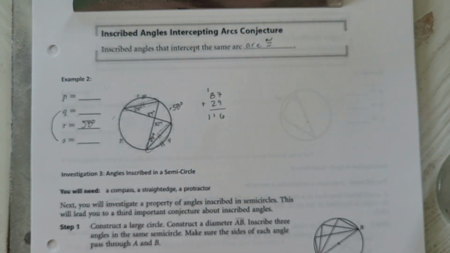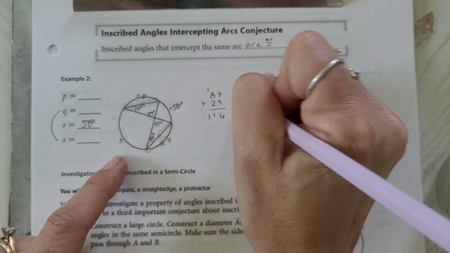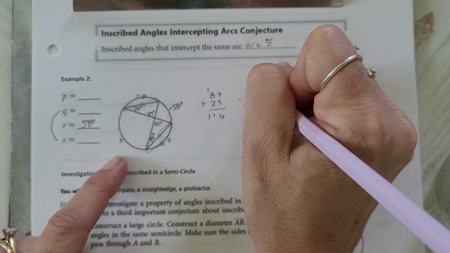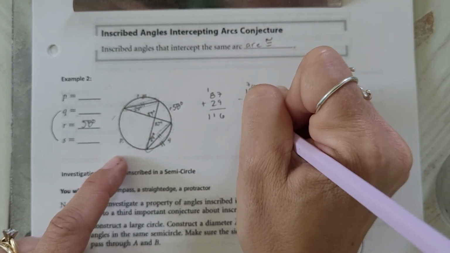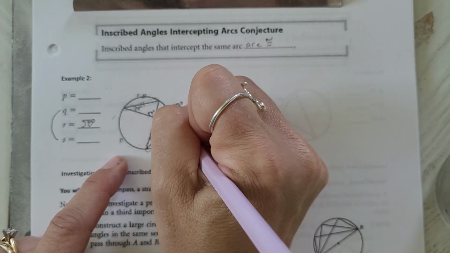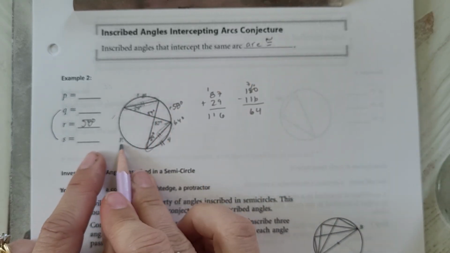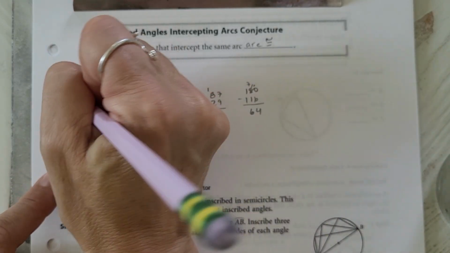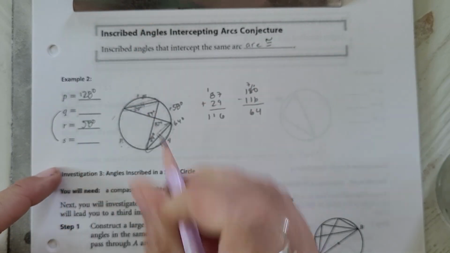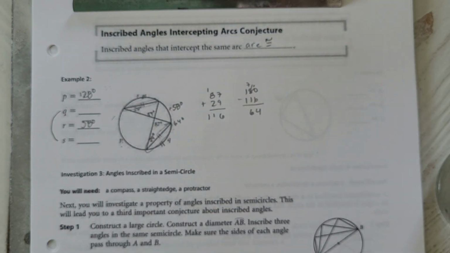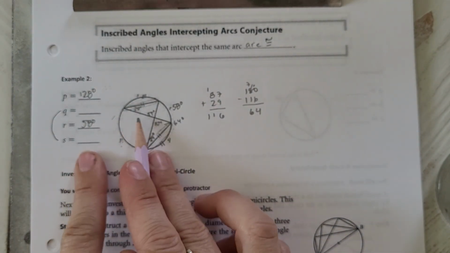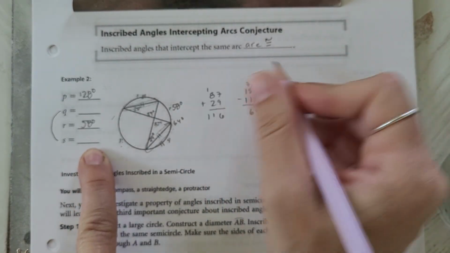So that's going to be 116, and then if I do 180 minus 116, that means this angle here is going to be 64 degrees, so then of course P would be double that, so P is 128. How am I going to get the measures of arcs Q and S? Well, I'm going to do double that.